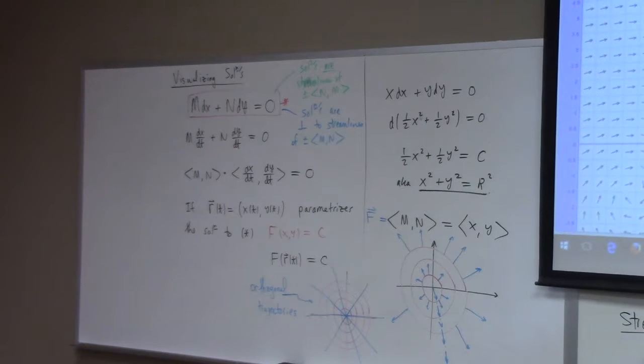This is two differential equations written as a vector. We can rewrite this as two differential equations: dx/dt equal to m and dy/dt equal to n. So to find a streamline to a vector field, assuming the vector field doesn't have a time dependence, we're talking about static vector fields, I have to solve this system of differential equations like that. All right?